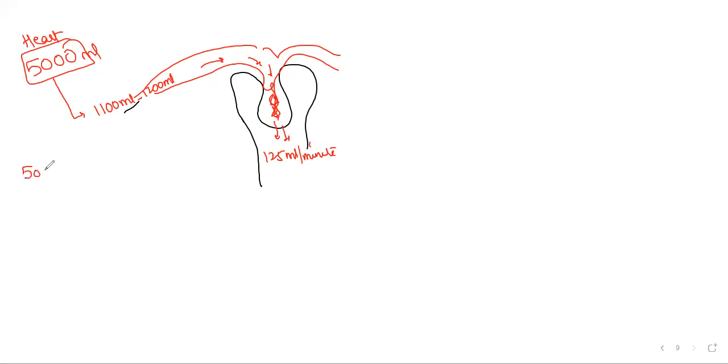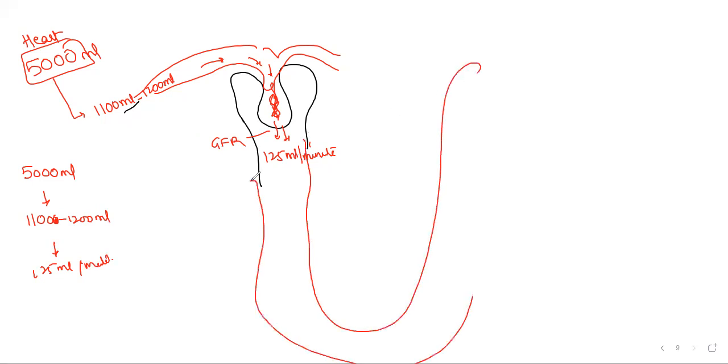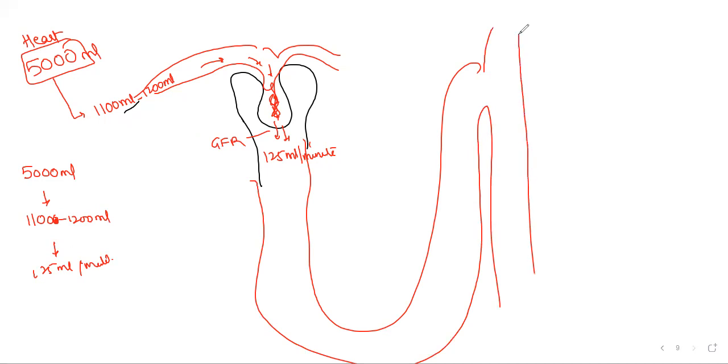Let me write here. 5000 ml from the heart, 1100 to 1200 ml goes into the kidney. In that, glomerular filtration rate, GFR, we say is 125 ml per minute. If you lose 125 ml per minute, how much water are you going to lose in a day? 180 liters per day. If you have a little interest, you can calculate per day also.